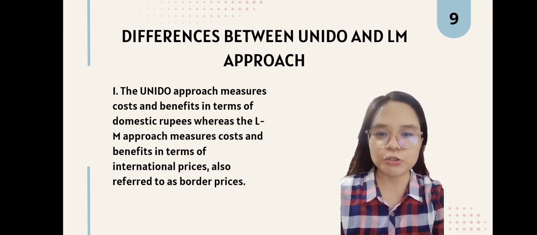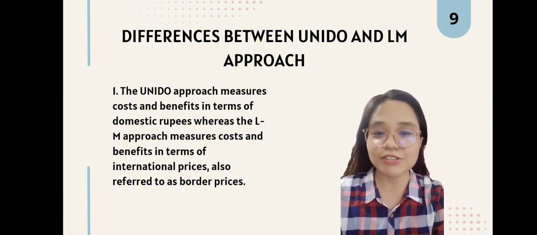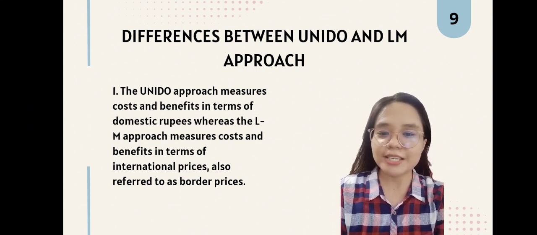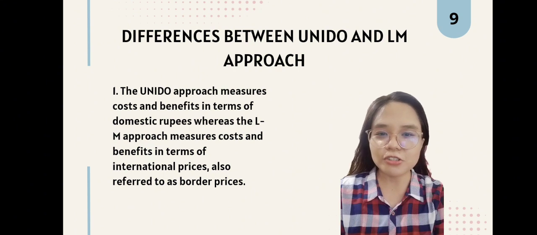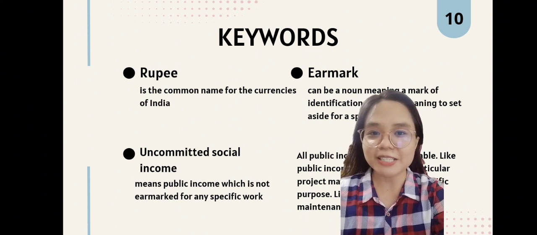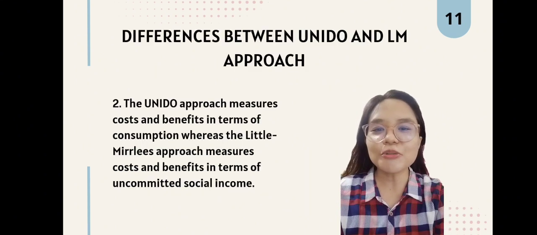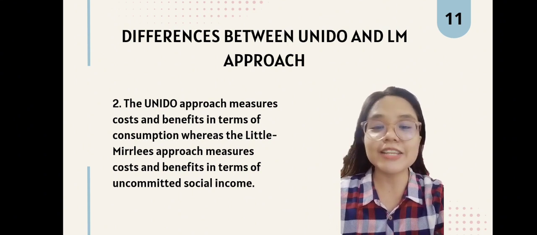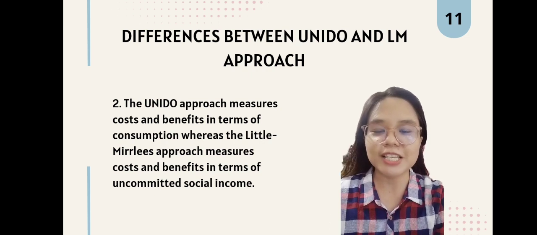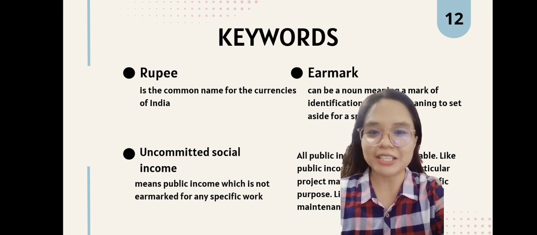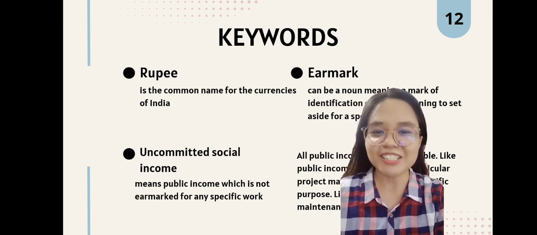Differences between the UNIDO and Little-Mirrlees approaches. The UNIDO approach measures costs and benefits in terms of domestic rupees, whereas the Little-Mirrlees approach measures costs and benefits in terms of international prices, also referred to as border prices. Rupee is the common name for the currencies of India. The UNIDO approach measures costs and benefits in terms of consumption, whereas the Little-Mirrlees approach measures them in terms of uncommitted social income. Uncommitted social income means public income which is not earmarked for any specific type of work.